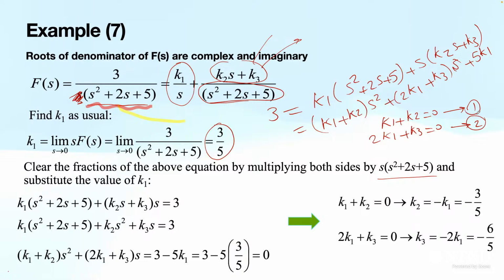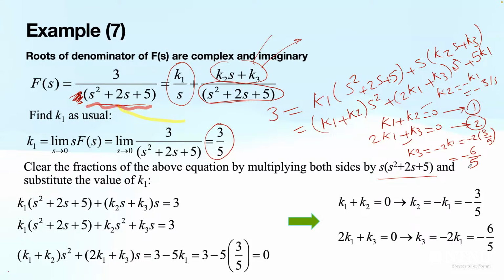So we need to solve those equations, right? Remember that we know K1. If you know K1, from equation 1 you can get K2. So from equation 1, K2 equals minus K1, equals minus 3 divided by 5. From the second equation, we know the value of K1 and we need to get K3. So in this case, K3 equals minus 2K1. So it will be minus 2 multiplied by 3 divided by 5, so it will be minus 6 divided by 5. So now we have K1, K2 and K3.